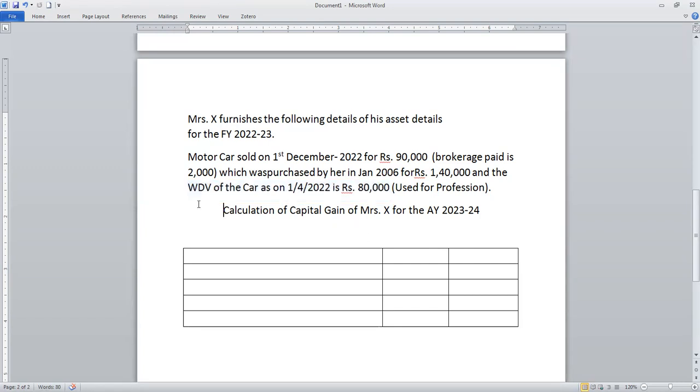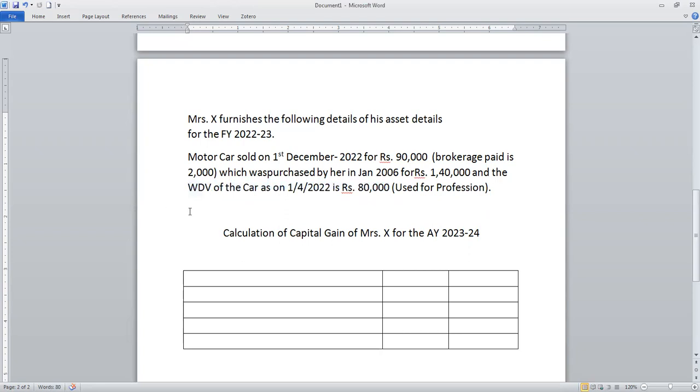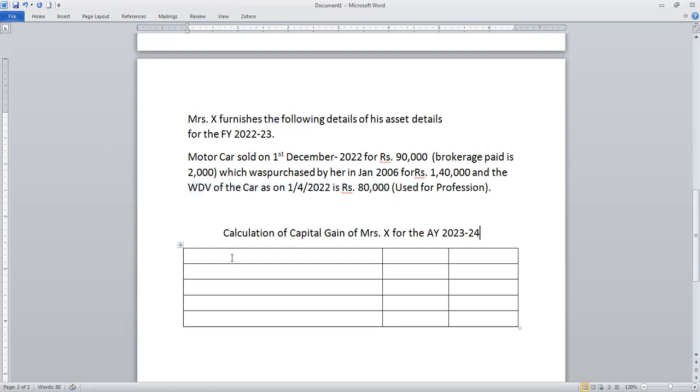Now we are going to do the solution. The heading is calculation of capital gain of Mrs. X for the assessment year 2023-24. I am ready with the table. First we are going to write particulars, then amount. I am having one inner column so that if any correction is there, we can write it in the inner column only.